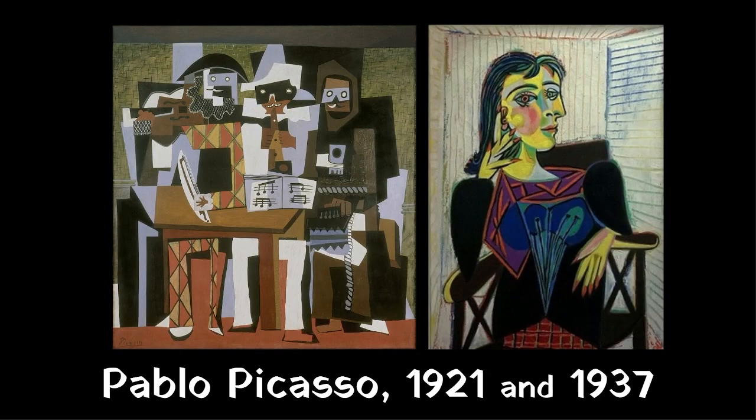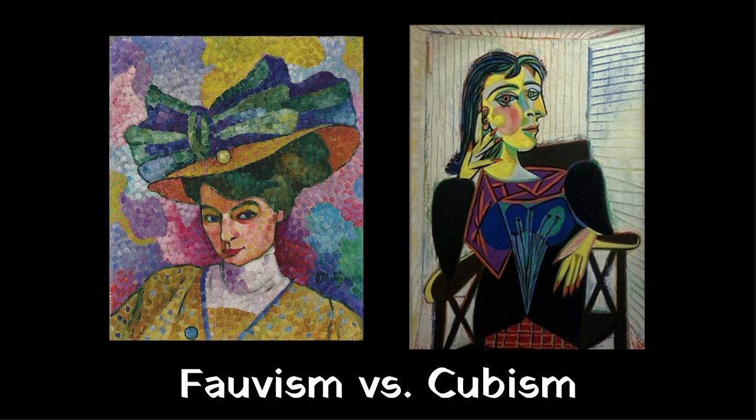Pablo Picasso, the most famous cubist, here he is doing three musicians on the left and a woman on the right. And well, Fauvism and Cubism, right, the colors, the shapes, one feels a little more pushing it than the other. And I think Cubism pushes it more with the shapes, just because it's harder to tell what you're looking at, right?